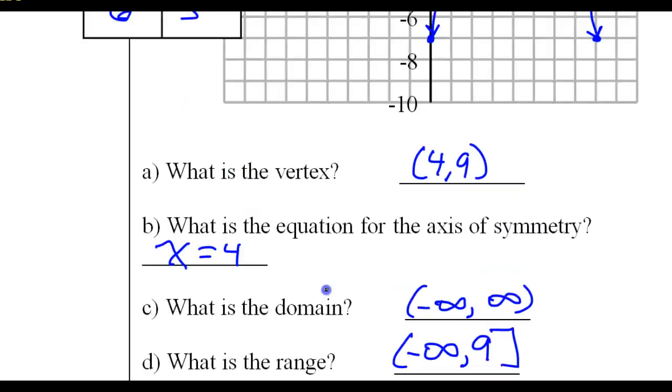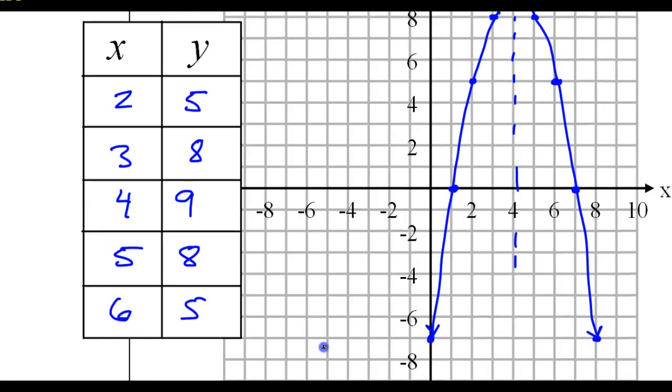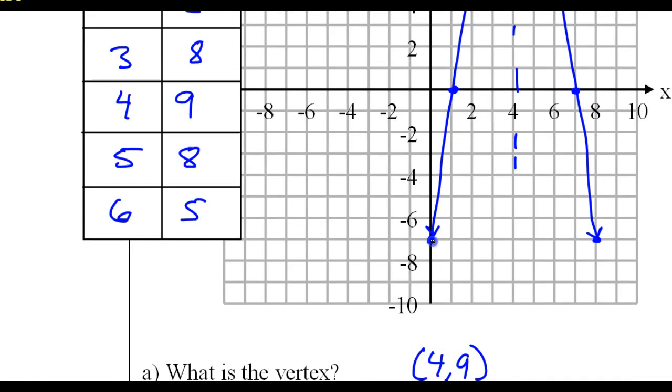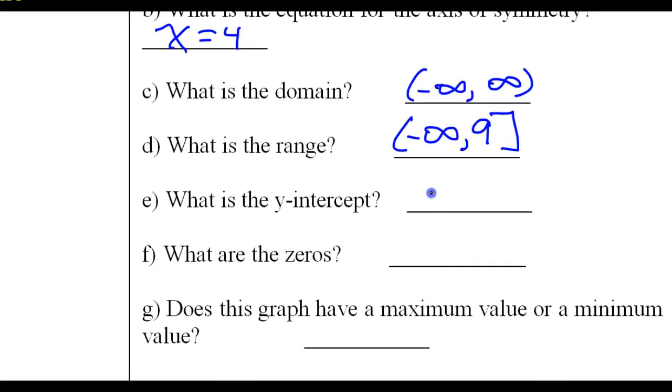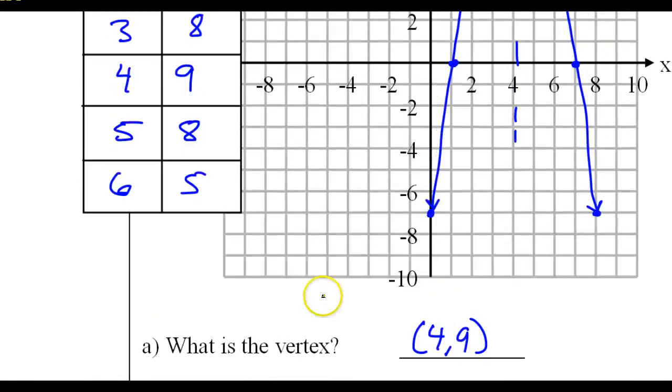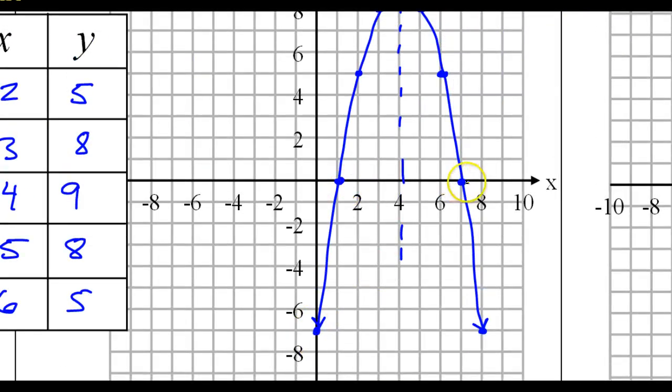What's the y-intercept? Well, the y-intercept is always 0, comma something. And look, it's right here, 0, comma negative 7. Aren't you glad we graphed those extra points? So you should always do that. So 0, comma negative 7. What are the zeros? Well, the zeros are the x-intercepts of the function. All right, so I'm seeing 1, comma 0 and 7, comma 0.